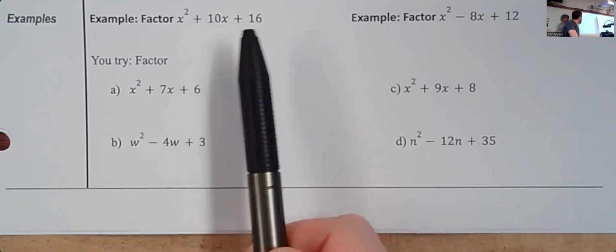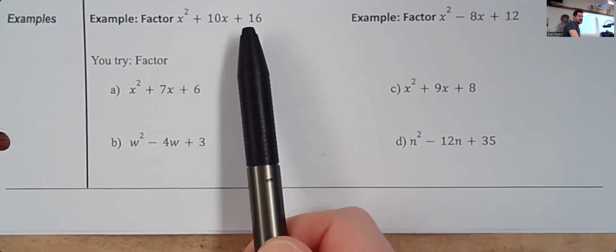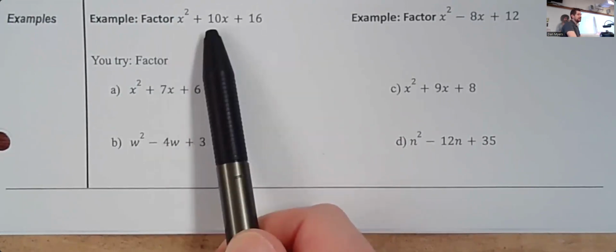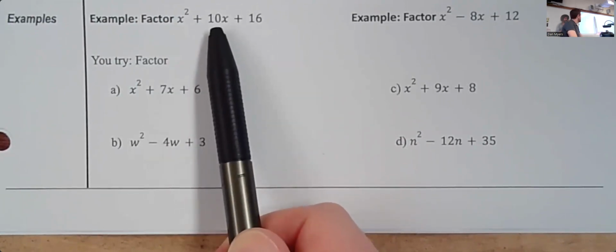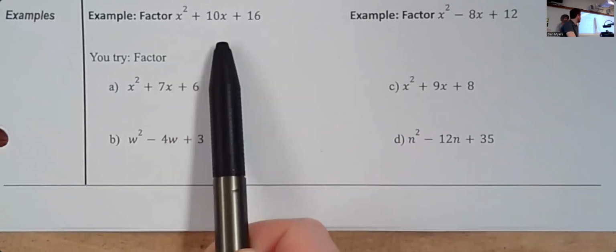So there aren't too many numbers that would multiply to equal 16. You got 1 and 16, 2 and 8, and 4 and 4, right? Of those three options, which ones would also add to 10? 2 and 8. Yeah. So that's what we're going for. 2 times 8 is 16. 2 plus 8 is 10.